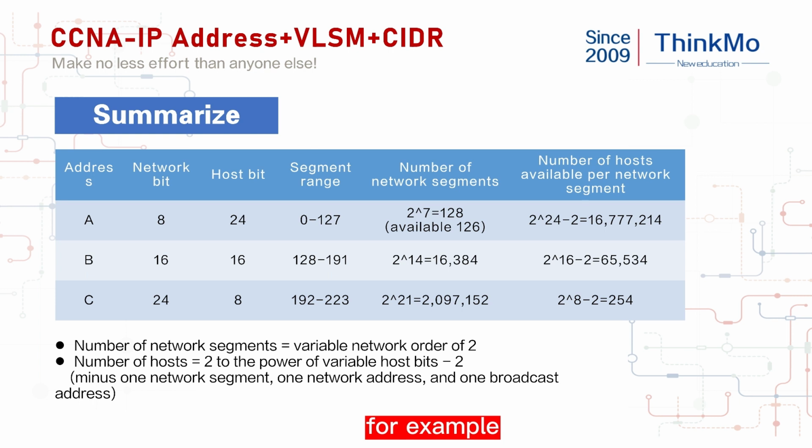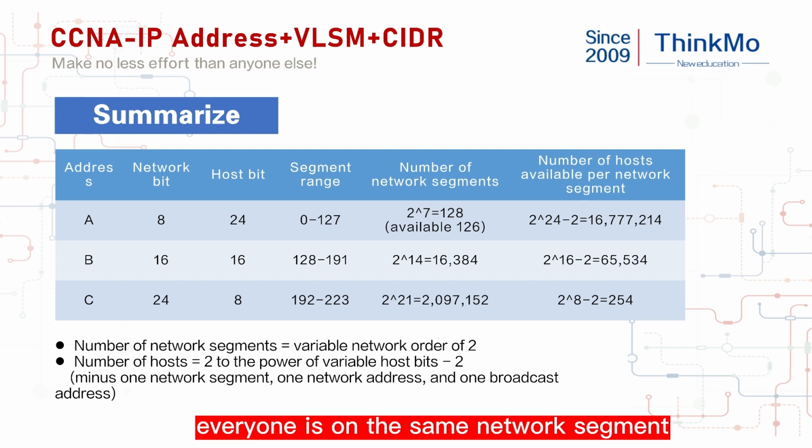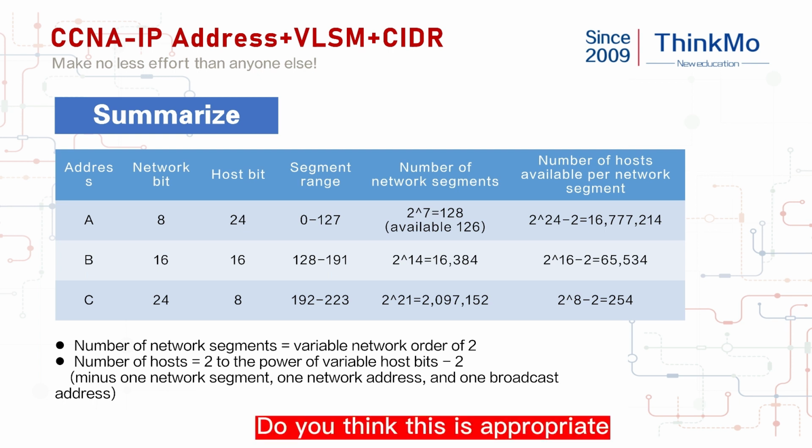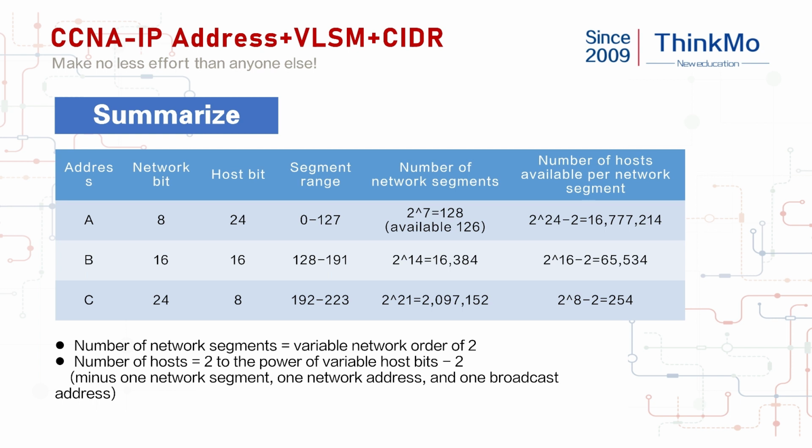For example, some government agencies, or some banks, some securities companies. This more sensitive unit also includes some companies in a competitive relationship. Everyone is on the same network segment, can access each other anytime, anywhere. We don't have any control. Nationwide. Do you think this is appropriate? Okay, this is inappropriate. It's very unsafe.